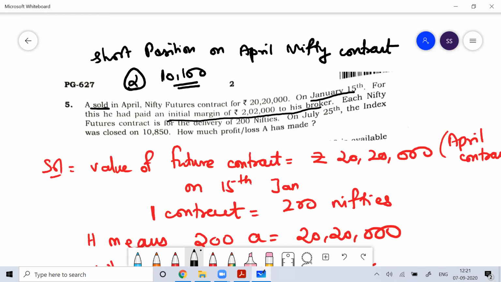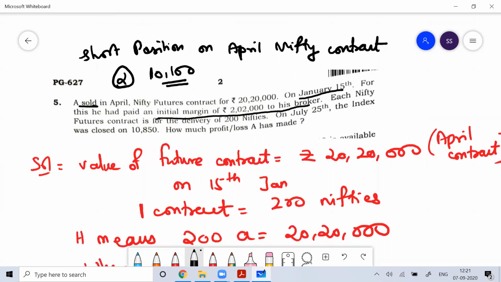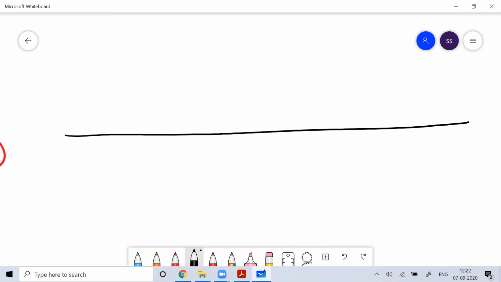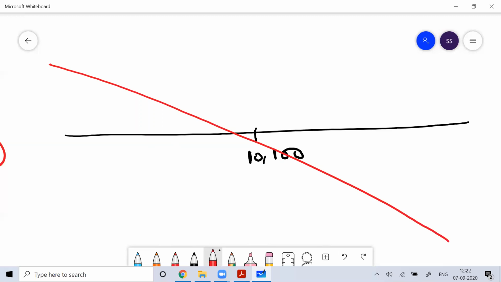So the reason for taking short position is that you believe the Nifty will fall in the future. The more the Nifty falls in the future, the more profit you'll make. I can express that with a diagram called the payoff diagram. So at 10,100, if you take short position, this is your payoff diagram. Above this line is your profit and below this line is your loss.